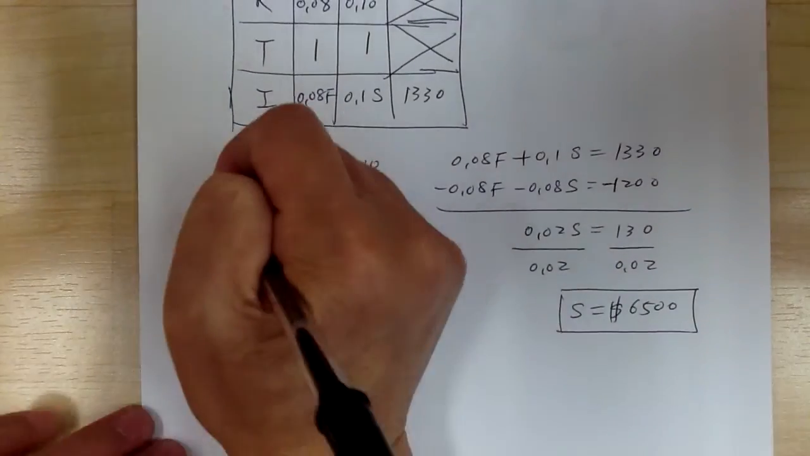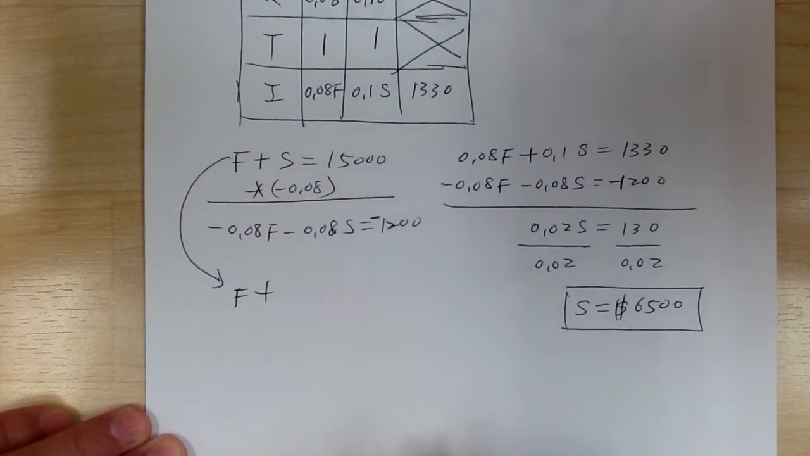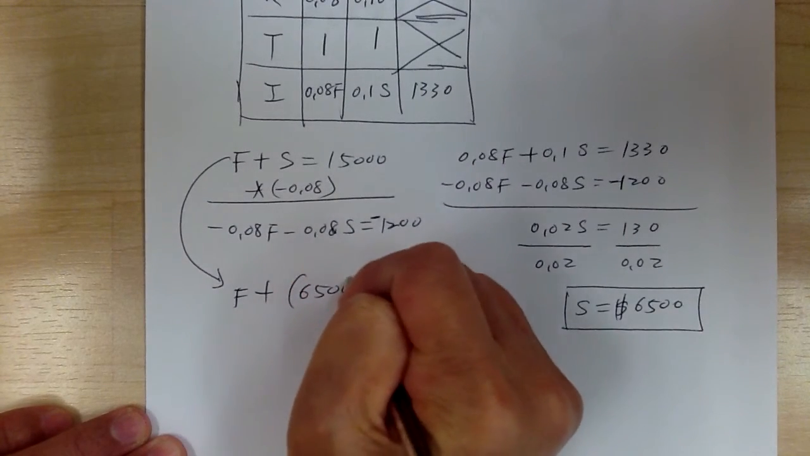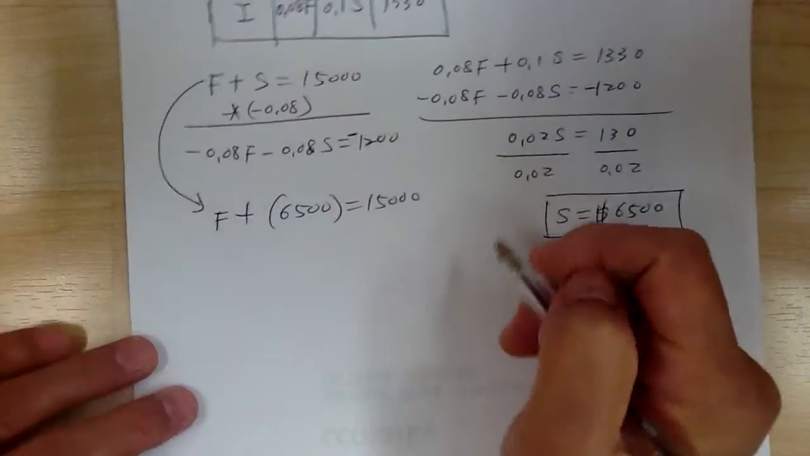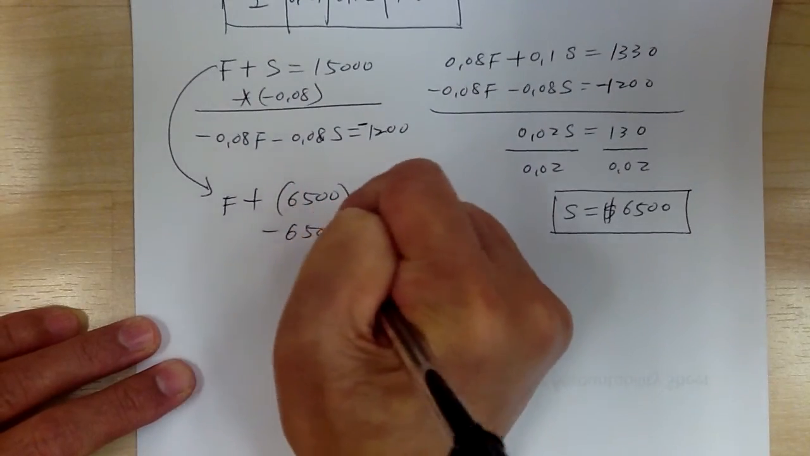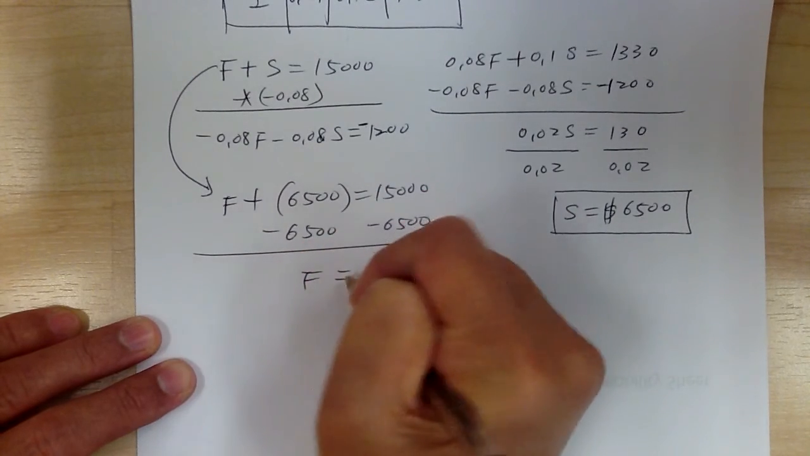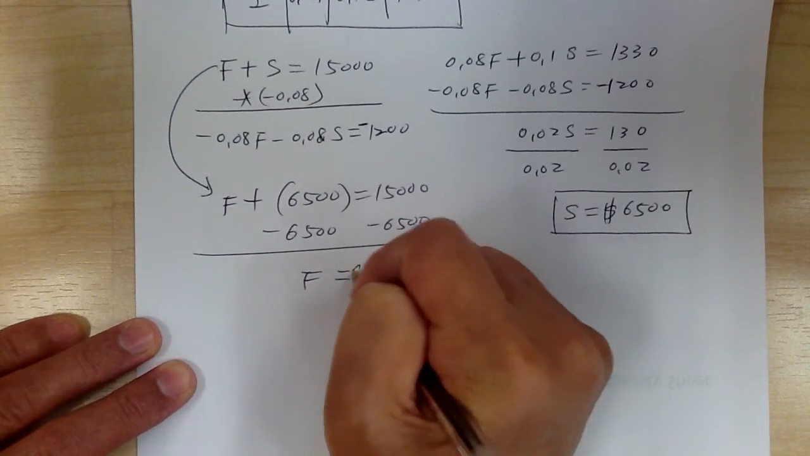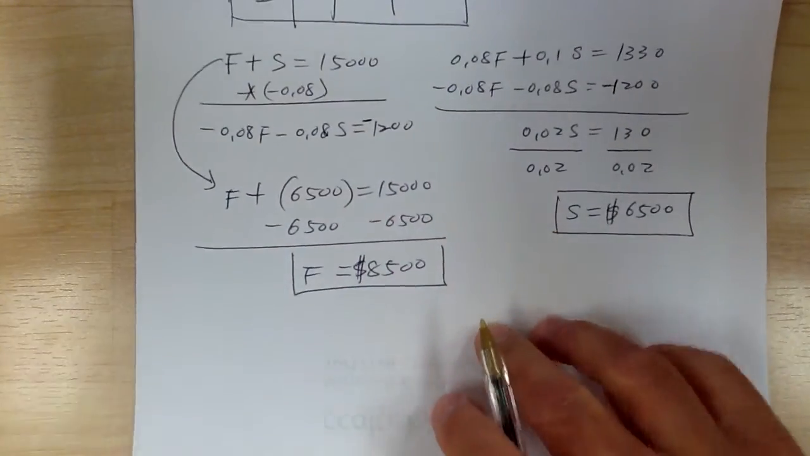And now again use this equation, it's an easy equation. So you get F plus 6500 equal to 15000. So go ahead and minus 6500 on both sides. So F equal to, don't forget your dollar sign, $8500. And that's it for number 9. Okay, let's go to number 11.